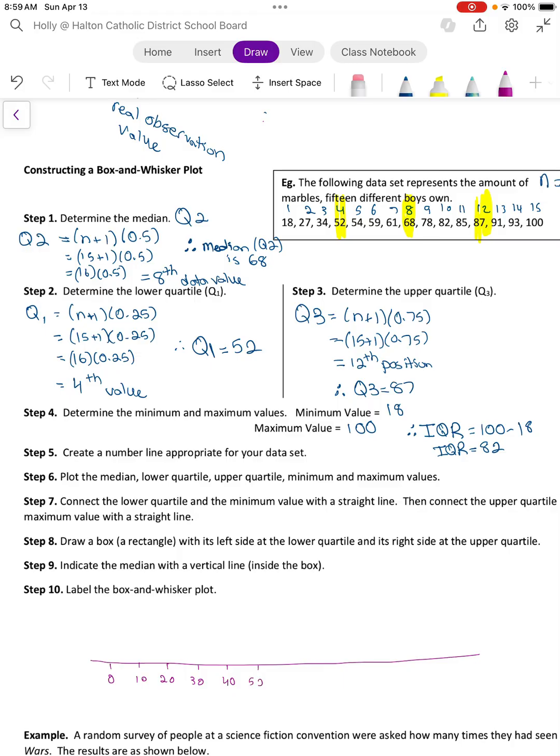On a test, I want you doing these by hand. You're not going to be using technology unless stated otherwise. So you do need to be able to draw these out somewhat accurately. So we have 0 to 100. I'm also going to add a title here: amount of marbles.